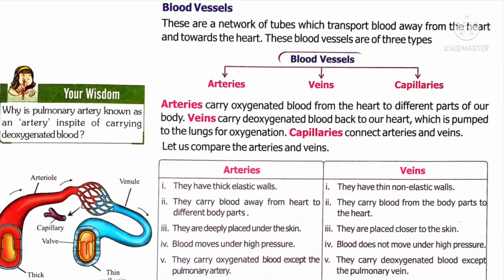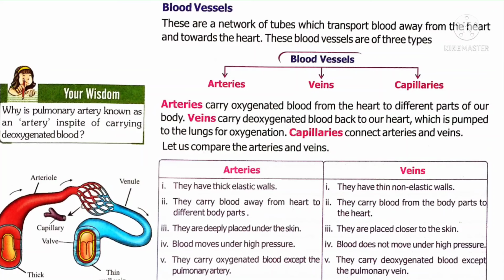Blood moves under high pressure in arteries. Blood does not move under high pressure in veins. Arteries carry oxygenated blood except the pulmonary arteries, and veins carry deoxygenated blood except pulmonary veins. Arteries have no valves inside, and veins have valves in the inner lining to prevent backflow of blood. So only veins have valves in order to prevent backflow of blood.